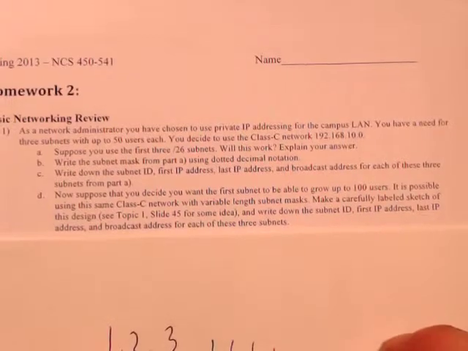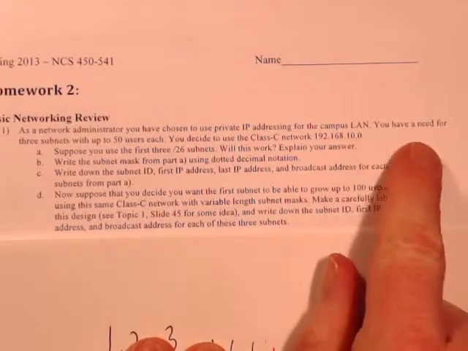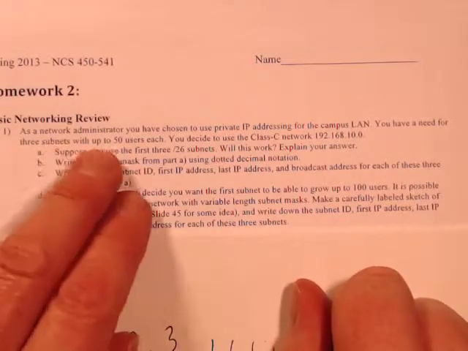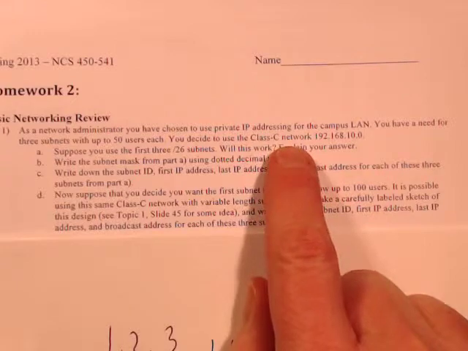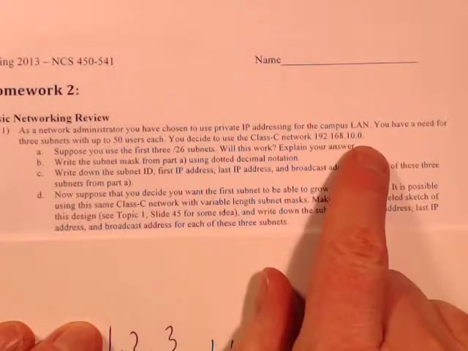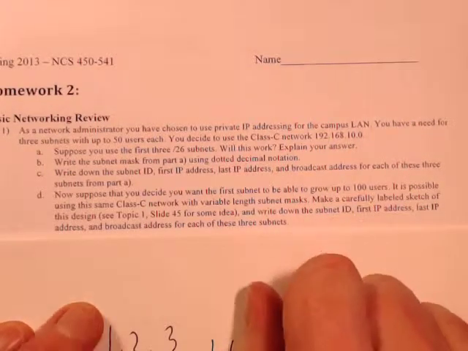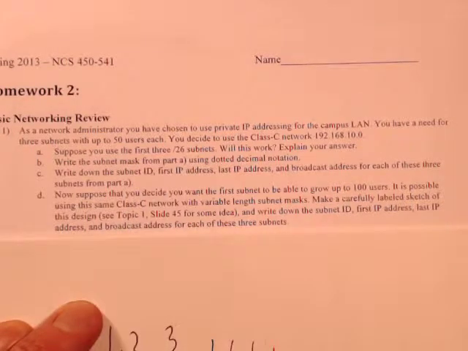So as a network administrator, you've chosen to use private IP addressing for a campus LAN. You have a need for 3 subnets with up to 50 users each. You decide to use a Class C private addressing 192.168.10.0. Okay. Suppose you use the first 3 /26 subnets. Will this work? Explain your answer.